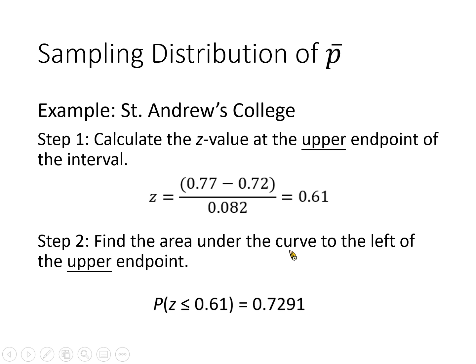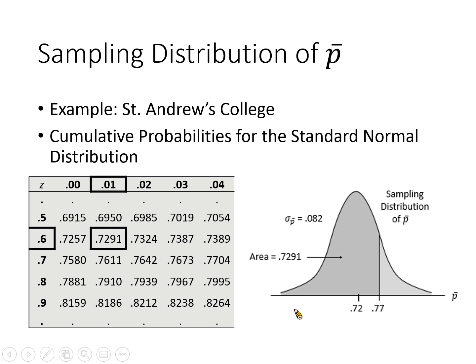Then you can check the normal probability table in your textbook. You will find the probability that z is less than or equal to 0.61 is around 0.7291. That is the area to the left of the z-value, and the probability in that area is 0.7291.